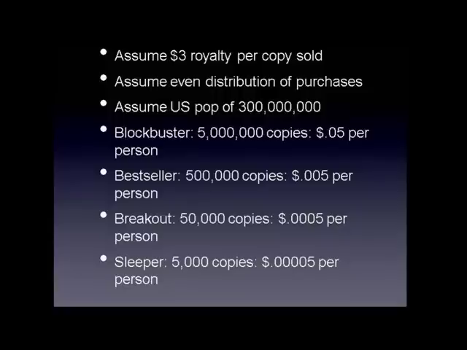Let's look at the economics of this just real quickly. Assume that a best-selling author makes a $3 royalty for every copy that's sold, which is actually pretty good. Assume an even distribution of purchases across the U.S. and assume a United States population of 300 million people. We're looking here at orders of magnitude. A blockbuster book will net the author a nickel per citizen in the United States. A bestseller will get you a tenth of a nickel per citizen. A breakout hit, which sells 50,000 copies, will get you 1/100th of a nickel per citizen. And a sleeper hit of 5,000 copies, most books don't ever sell 5,000 copies, will get you 1/100th of a nickel per person in the U.S.